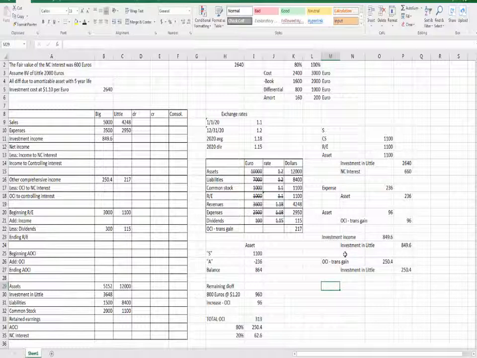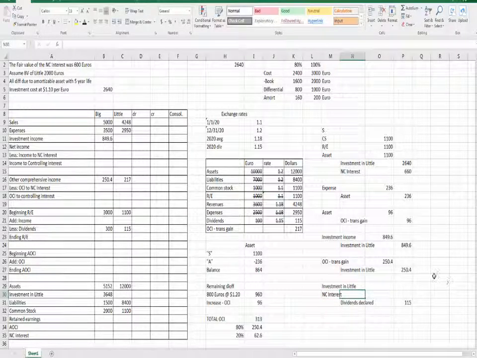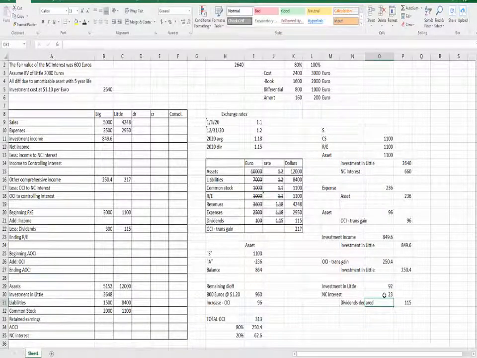D for dividends. Again, we're running short on space here. I'm awfully tempted just to bypass that, but I guess we shouldn't. We're going to take the cash dividends, $115 equivalent, and again, we credit dividends declared, and we're going to split that 80-20 between the investment in little and the non-controlling interest. So 80% of the dividends for the parent, 20% for the non-controlling interest.